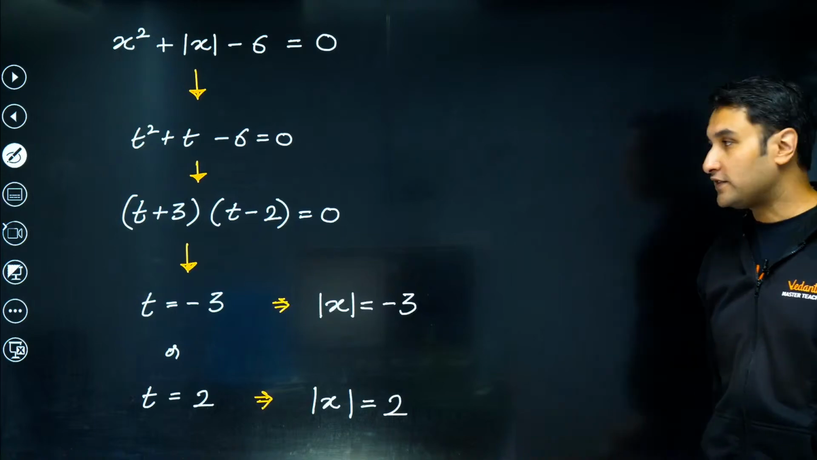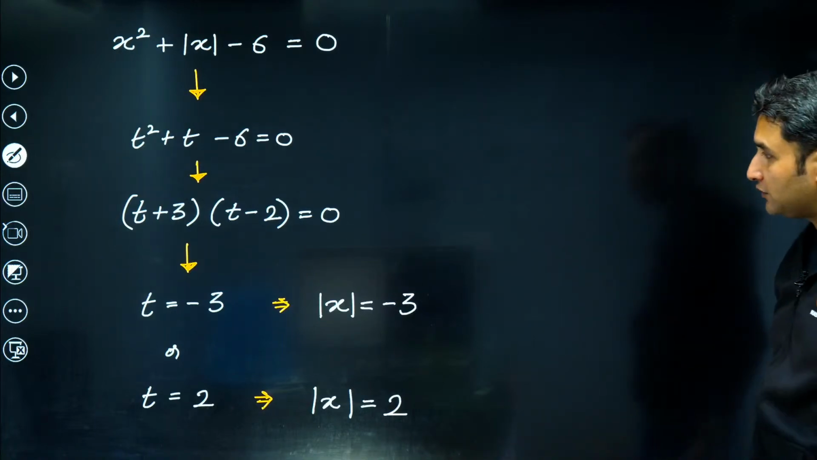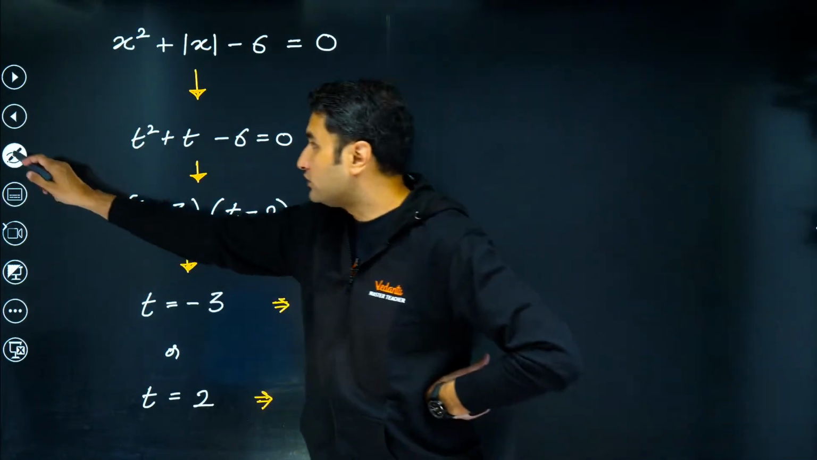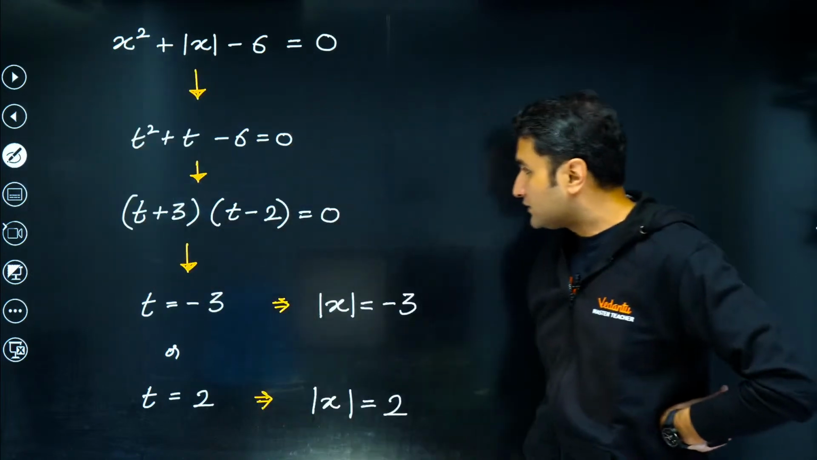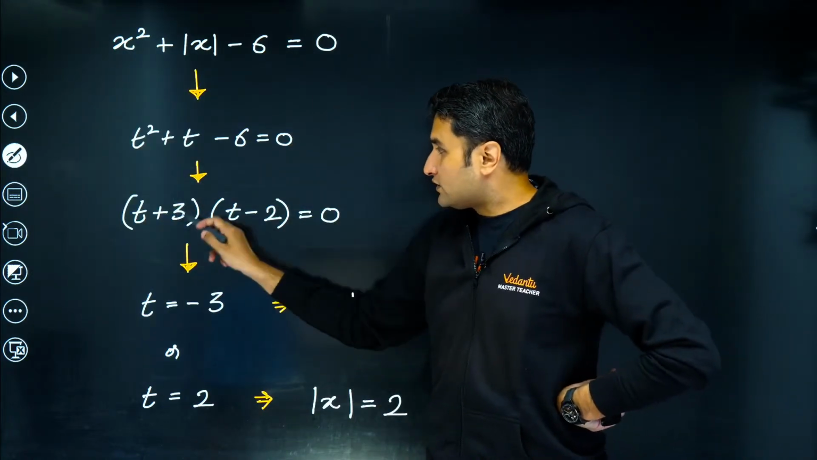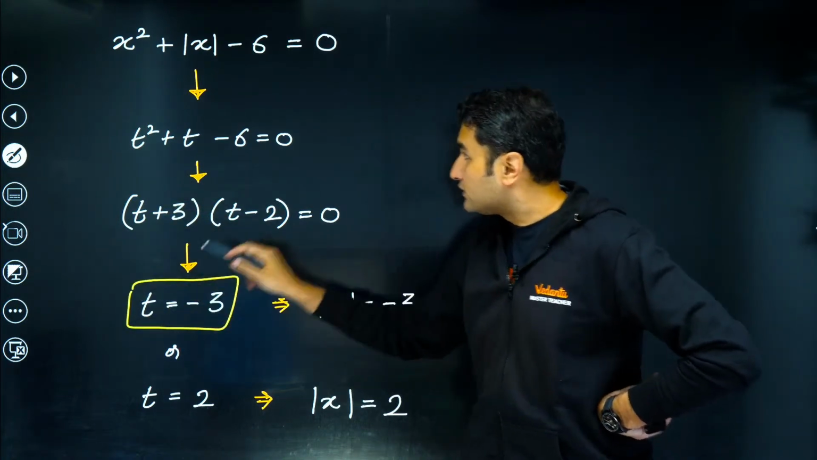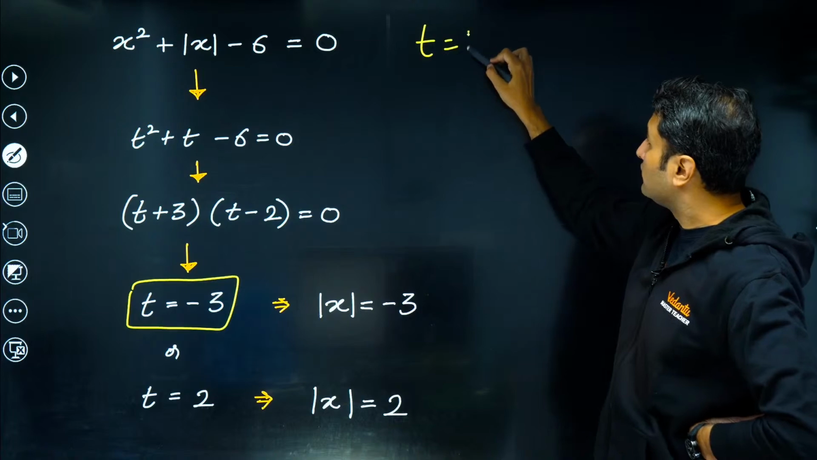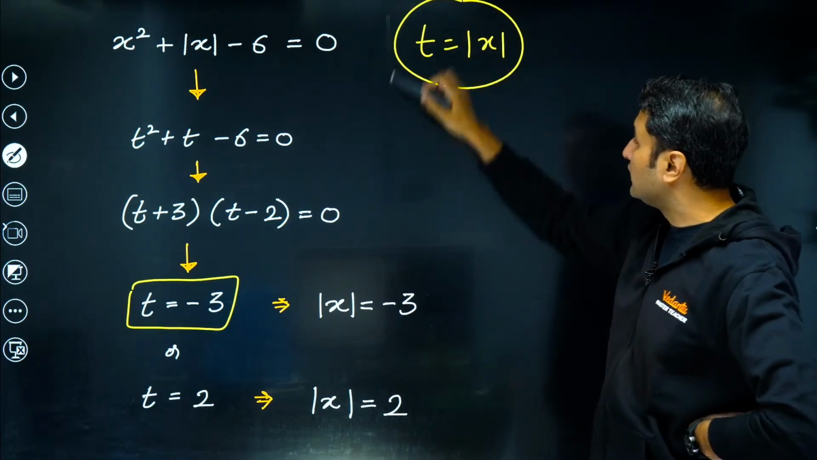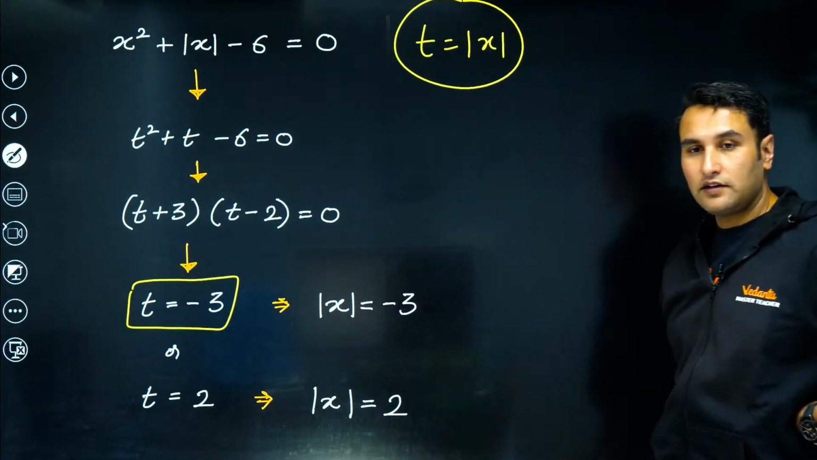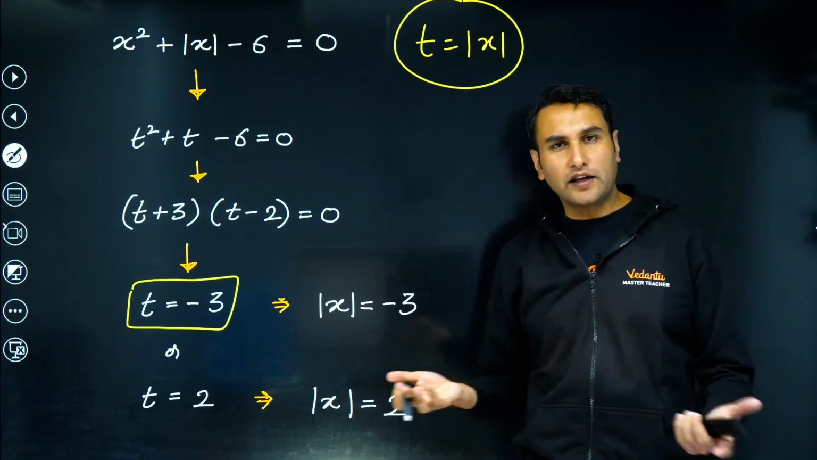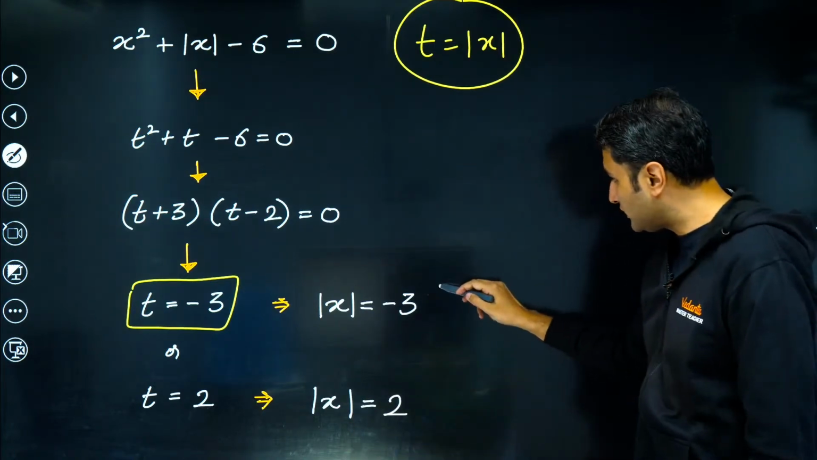Now, which brings us to a very tricky situation. So what happens? This is what I have done already for you. So one root is t equal to minus 3. For t equal to minus 3, since we took mod x is equal to t, mod x is equal to minus 3. But mod can never be negative. So this gets rejected.